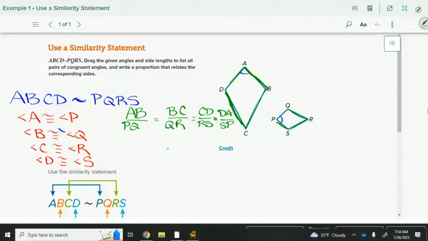I'm going to give you one of these to try here in just a second. Before I erase this, is there anything up here that you want to ask about? Okay, I'm going to erase it and then show you one to try.